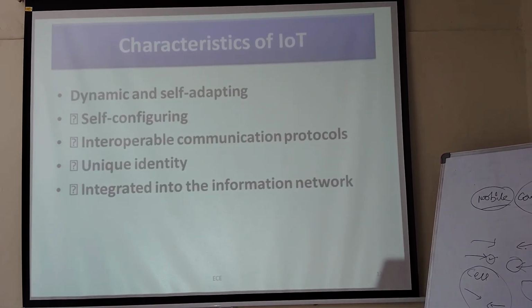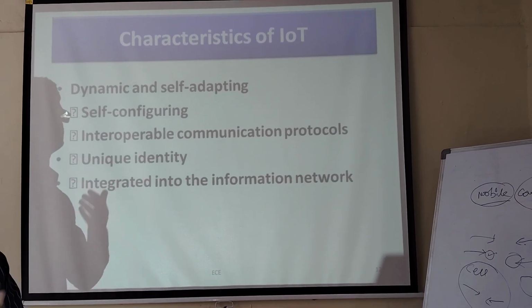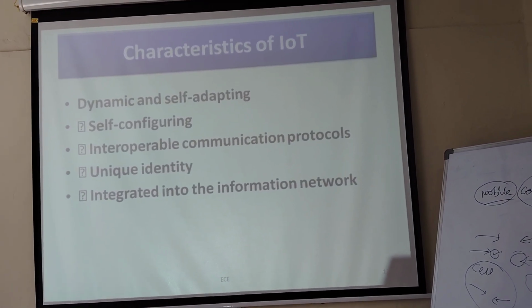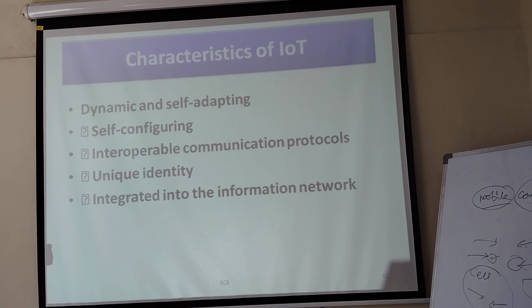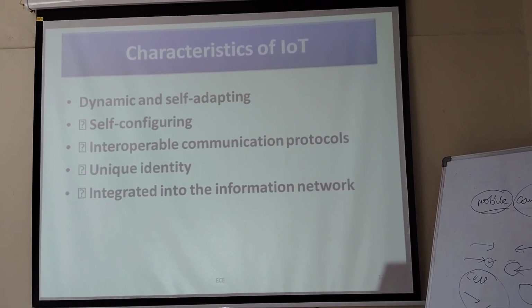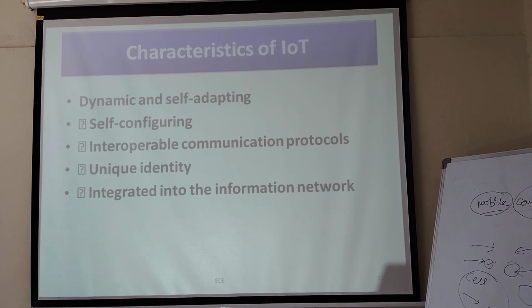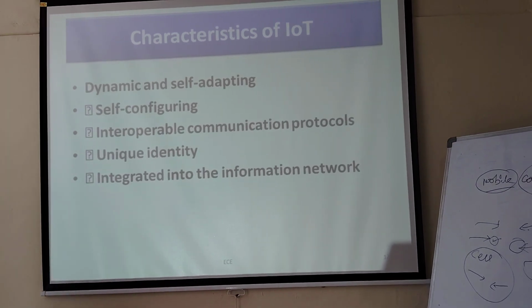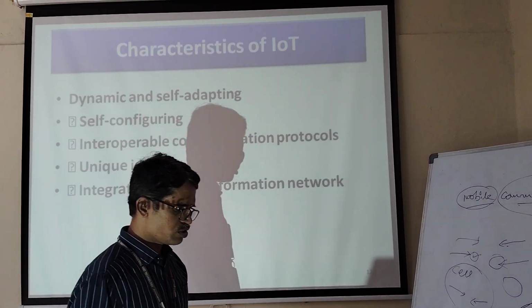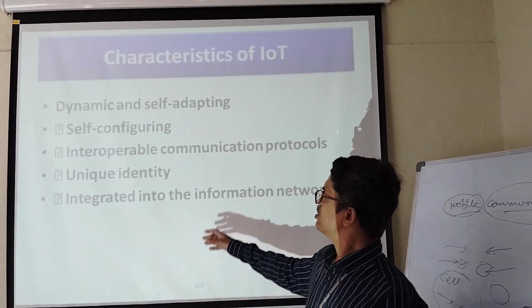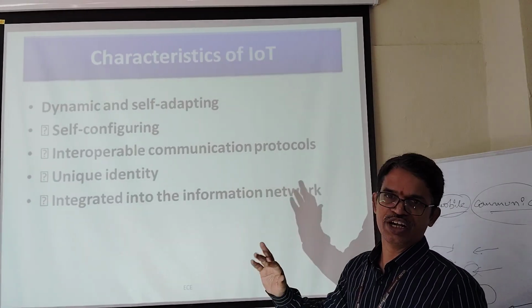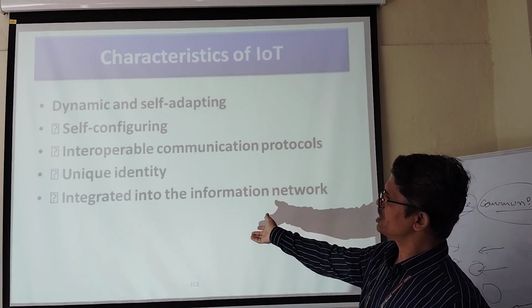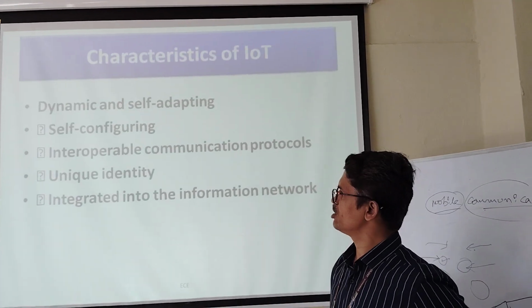What are the main characteristics, when do we say that a device is IoT? The device should have the capability of dynamic self-adaptation and self-configuration. The protocols involved in communication should be interoperable, because they are all heterogeneous devices, that is, independent of the machine. The device should have a unique identity, and all the devices have to be integrated into the information network.